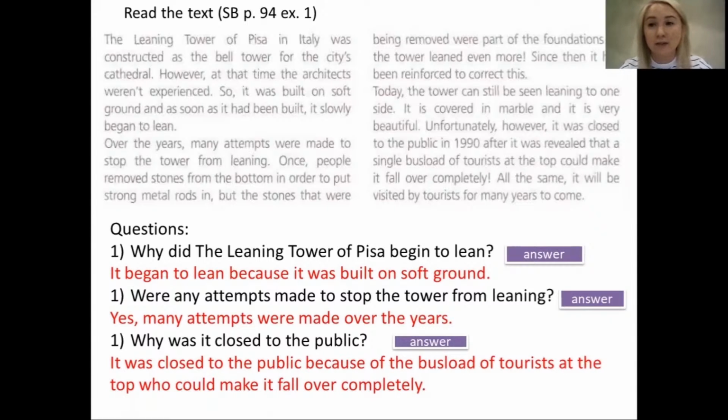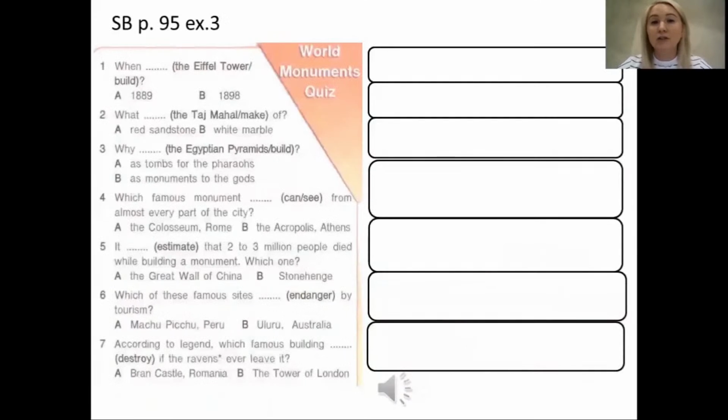After reading this text, to be honest, I want to visit the Leaning Tower one day. Actually, I love traveling a lot, and I hope you also love it. So let's try to do the quiz about world's monuments. But before we answer the questions, I ask you to do the task. You should put the verbs in brackets into the correct passive form. We will do it all together.